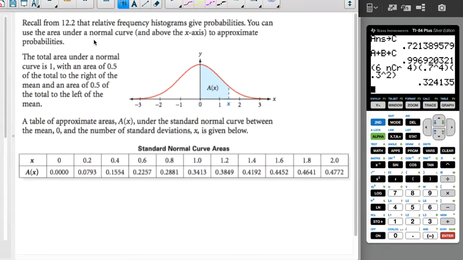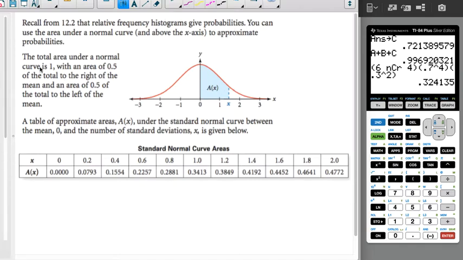Recall from 12.2 that a relative frequency histogram actually gives us probabilities. So you can use the area under this curve, which is a process that we learn to find in calculus, but for this we're going to use our calculator because you're not expected to know how to do that. You'd also use a calculator or a computer in most statistics classes in high school or college. So you can find the area under this normal curve, this blue area right here, to approximate the probabilities of things.